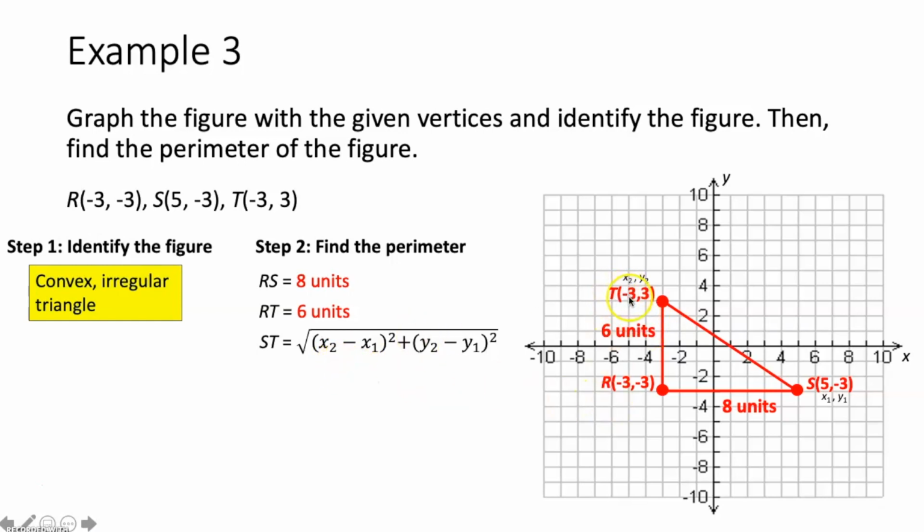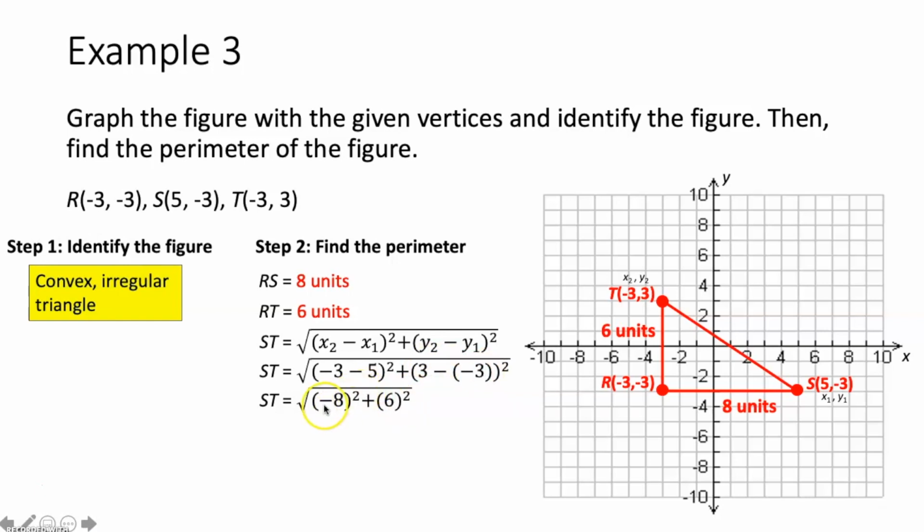So x sub 2, that's -3, that goes in here. X sub 1 is 5, that goes in here. Y sub 2 is 3, that goes in here. And y sub 1 is -3, that goes in here. Now we just simplify according to order of operations. Inside our parentheses first, -3 minus 5, the same thing as -3 plus -5, so that's going to be -8. And then 3 minus -3 is the same thing as 3 plus 3, so that'd be 6.